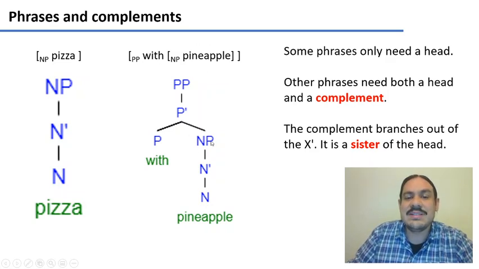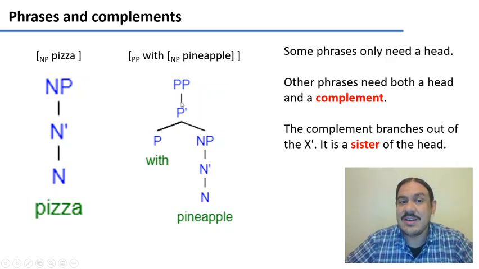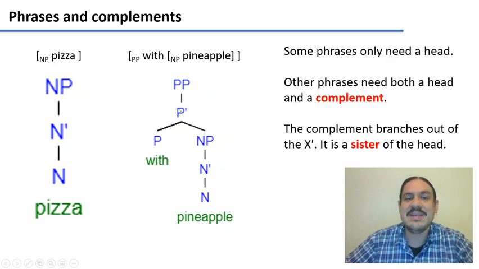We're going to call these accompanying elements complements. It is a complement because it is required for the whole phrase to make sense. Complements are going to be projected from the bar level. So here we have the preposition bar, prepositional bar, and from there we project the head "with" and the complement, which is going to be an entire noun phrase, pineapple, with its corresponding levels.